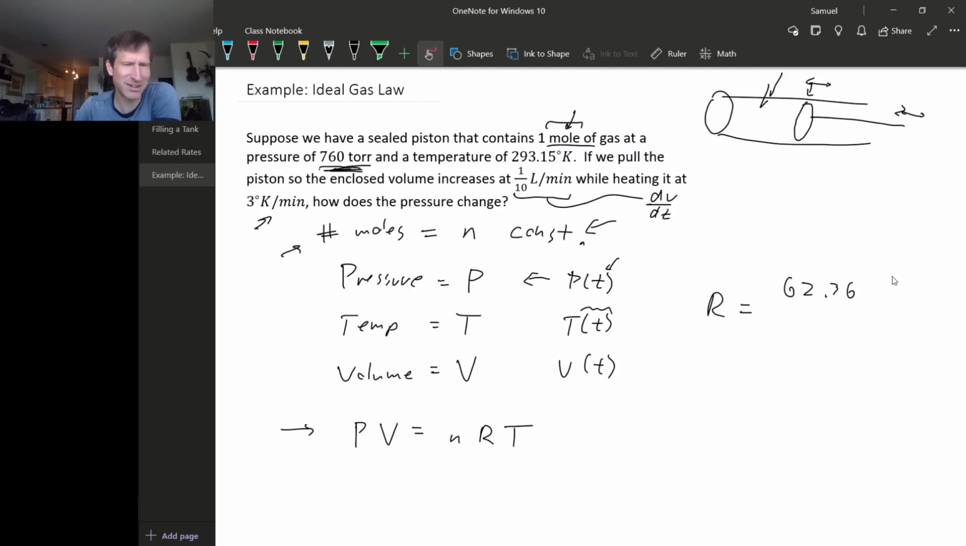So it turns out it's liters torr per degree Kelvin mole are the units for R. But it's a constant, right? R is a constant. So when we ultimately differentiate with respect to t, remember that R is a constant and N is a constant. Okay, so here's our relationship that relates all of these quantities. So now let's differentiate with respect to t.